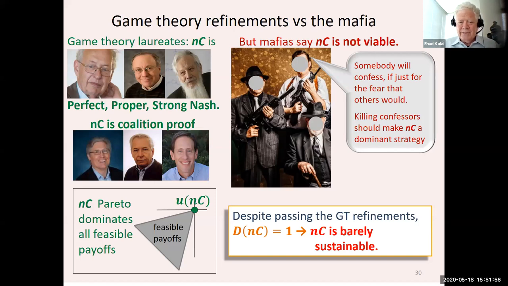So what I want to say at the bottom of this slide is that despite passing the game theory refinements, the sustainability of this equilibrium is only 1. NC is barely sustainable, even though it passes all these wonderful game theory properties. So in that sense, it sheds some new light that was not captured by game theory refinements.